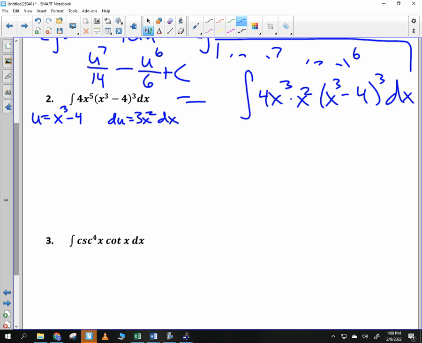Okay, so I have a 3. Do I want the 3? What do I want? So what should I multiply by? 4/3? I want to get rid of this 3. I want a 4 in its place, so I'll divide by 3 and I'll multiply by 4. So 4/3 du is equal to 4x squared dx.